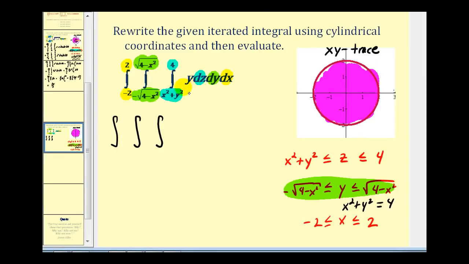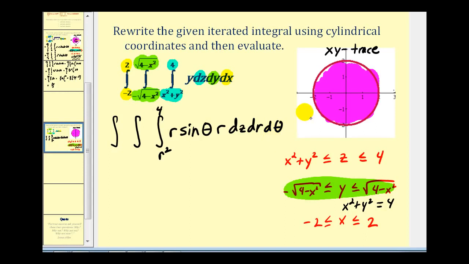Y is equal to r sine theta, and then when converting to cylindrical coordinates, dz dy dx gives us an extra factor of r, and then dz, dr, d theta. Now let's take a look at the limits of integration for z. We know z is bounded by x squared plus y squared and 4. Well, x squared plus y squared is equal to r squared, so our lower limit of integration will be r squared, and the upper limit of integration will be 4 for z.